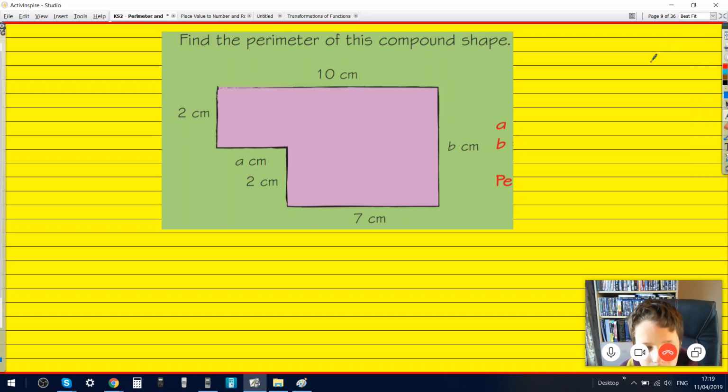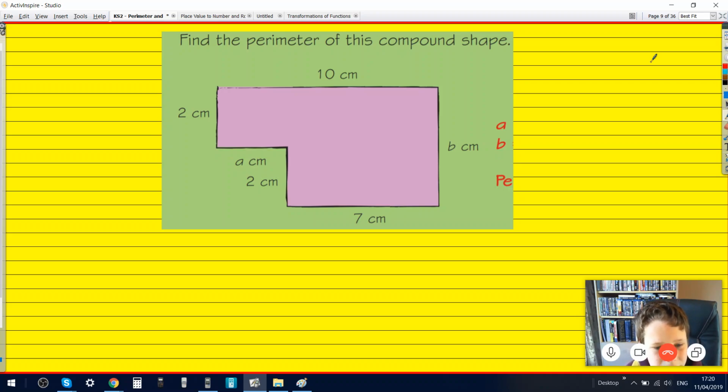Okay, find the perimeter of this shape. Compound shape. So now the trouble is, certain sides don't actually have numbers. They just have letters. There's A centimeters and B centimeters. However, we have the other centimeters. So we've got 10 centimeters, 7 centimeters, and 2 centimeters.